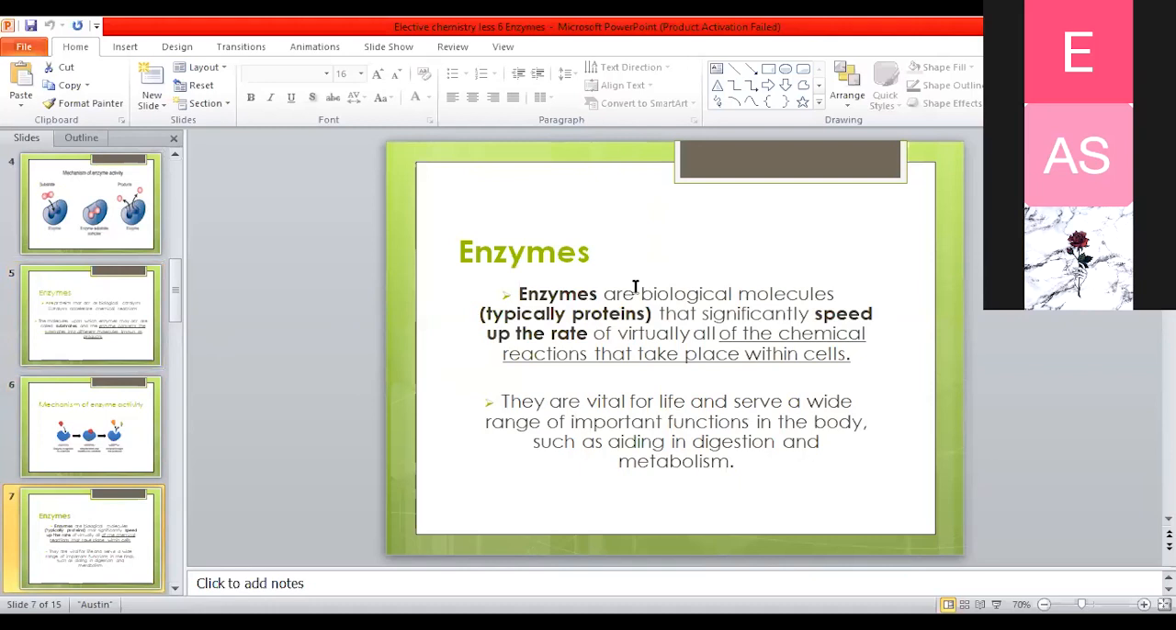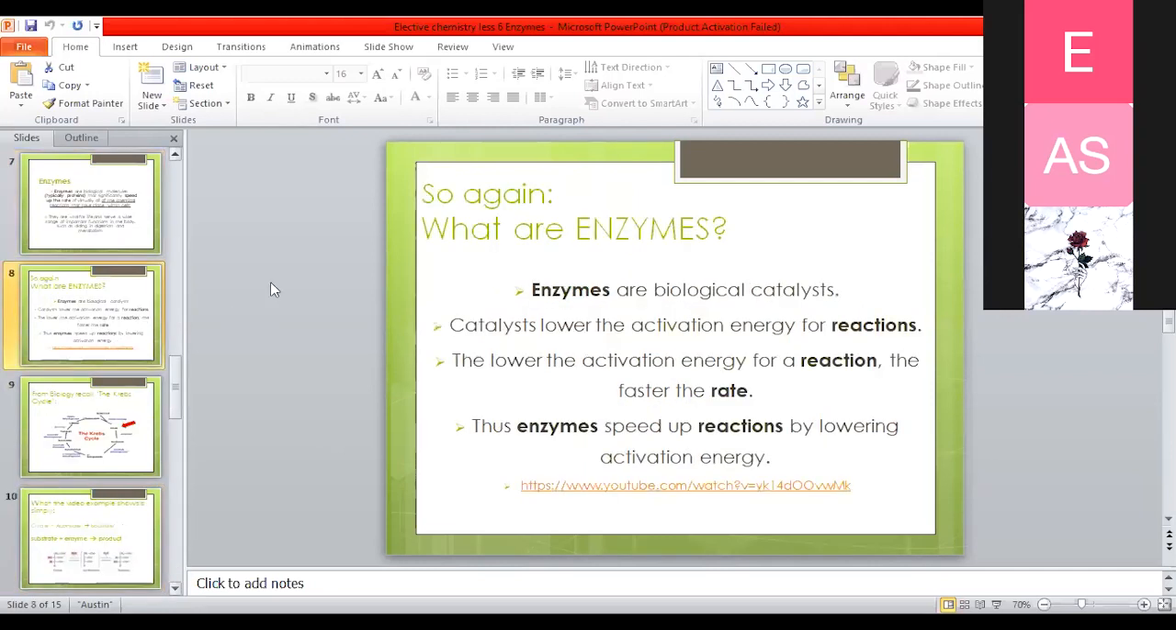So what are enzymes? They are biological molecules, typically proteins, that significantly speed up the rate of virtually all the chemical reactions that take place within cells, so within living organisms. They are vital for life and serve a wide range of important functions in the body, such as aiding in digestion and metabolism. Again, they are biological catalysts that lower the activation energy for reactions inside our body and speed up the rate of the reaction.